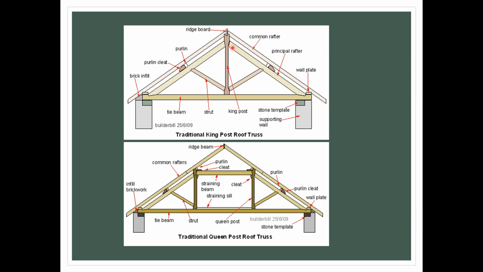This king post has two rafters. One is the principal rafter, and then it has another common rafter. So this is the same ridge board. We have this king post in the middle of the roof. This is a strut that is connected with the king post.